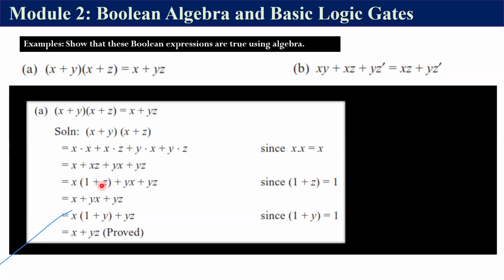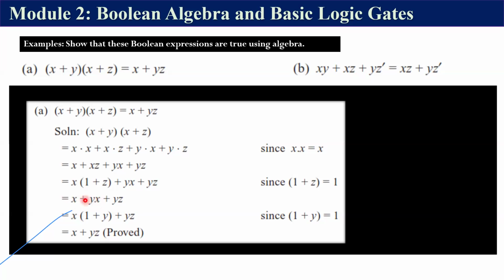If you put 0 here, 1 plus 0 will give you 1. If you put 1 here, 1 plus 1 will also give you what? 1. Okay? And so that settles that. So if 1 plus Z is equal to 1, then meaning the whole of this one remains as what? X. Okay?